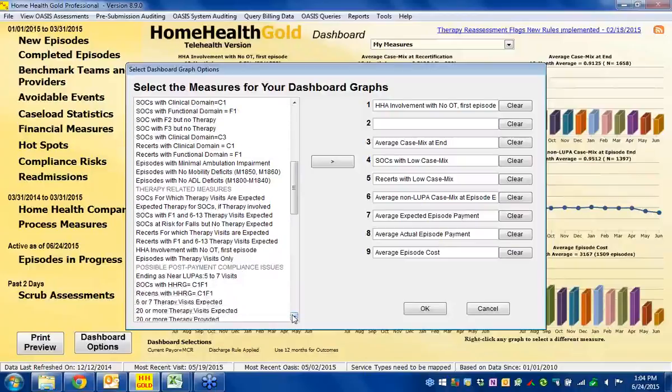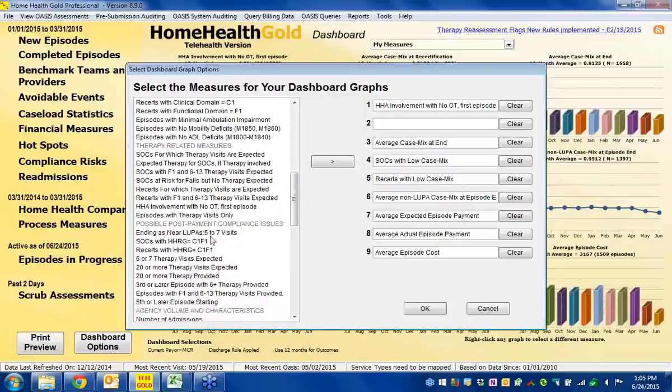Payment and compliance issues, I don't think we've made any huge changes there, but again, we have just grouped these a little bit differently.